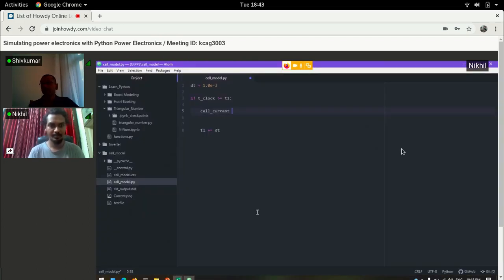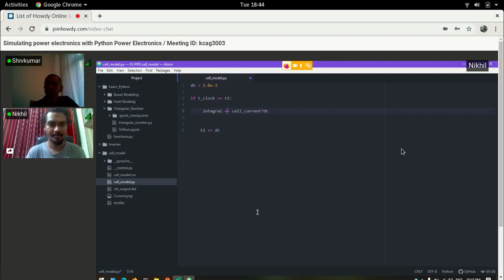So you know how to do, right? Integral means you have to put it on the left hand side. So integral is equal to cell current into dt. You have to put a plus equal to, because you are integrating. So it starts at 0 and it continuously integrates as the current flows, right? So this is your integral.